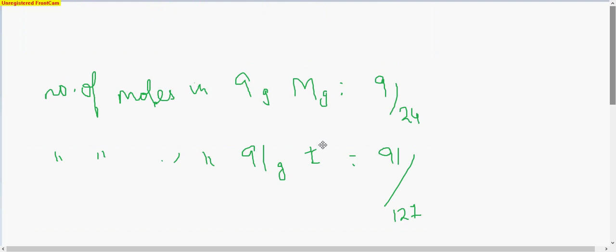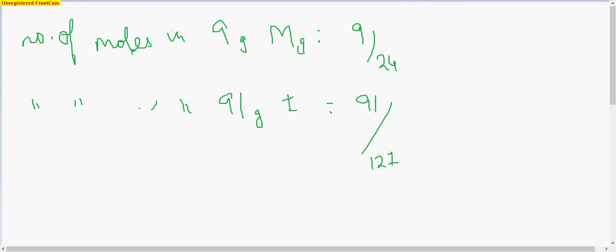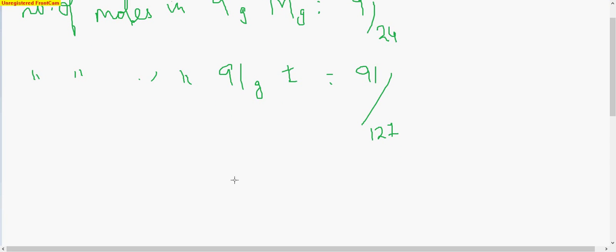Okay, I'll do it in another color. Now what do we need? We need to divide them, right? Which color should I choose? Okay, 9 divided by 24, divided by 91 by 127, right? Therefore into 127 by 91. Is that right? Now I need the calculator.